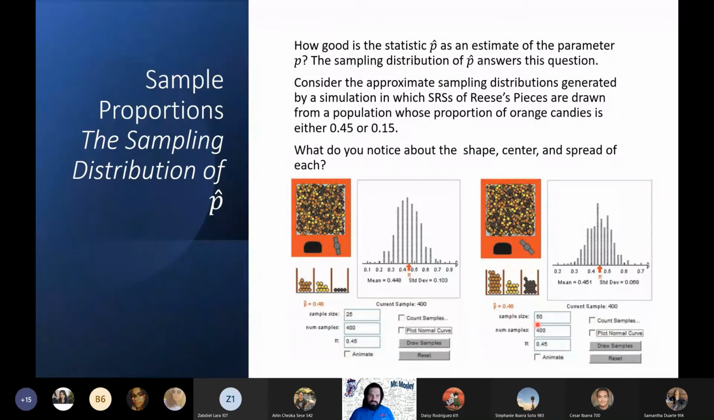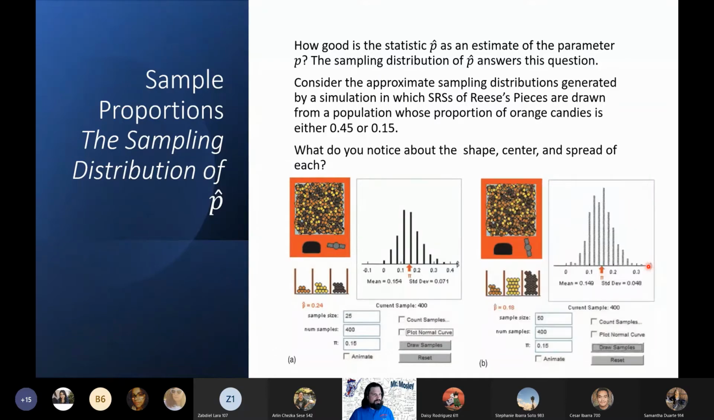If we increase our sample size to 50, same number of samples, 400, same population parameter, 0.45, we get a p hat again that's pretty close, just a little less variation, less variability. And overall, the shape of both of these looks approximately normal.